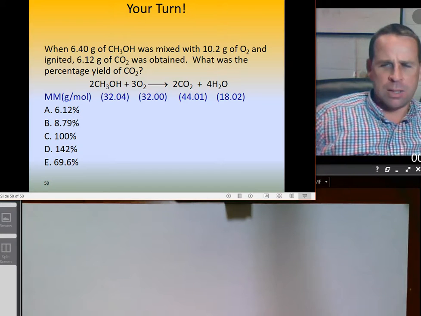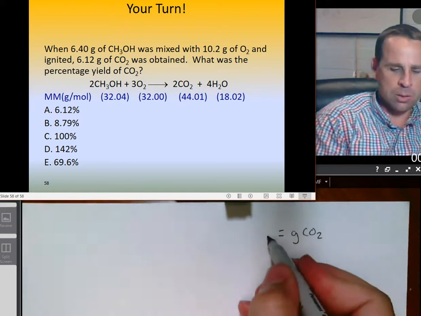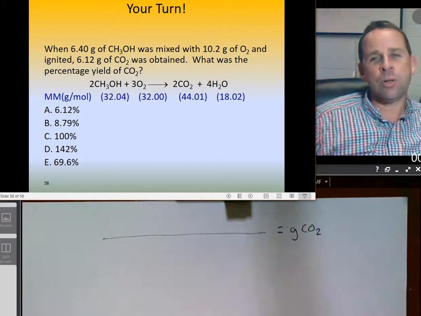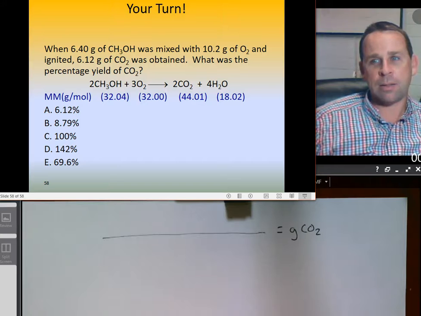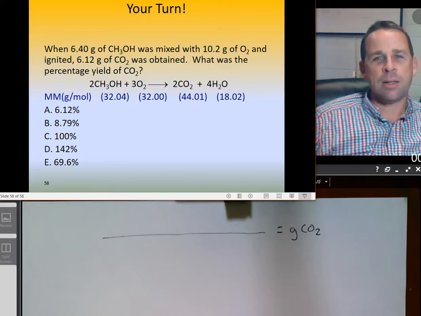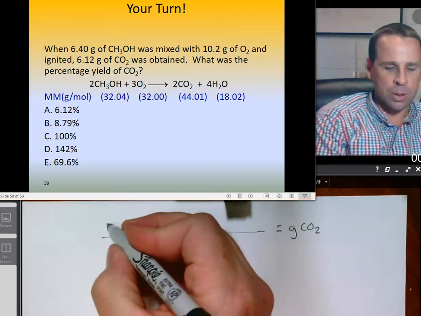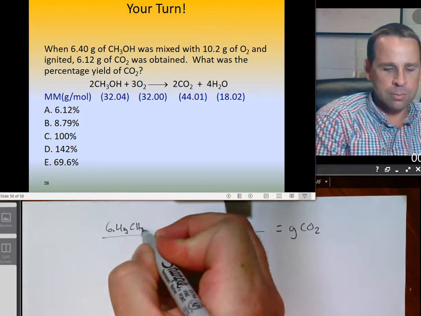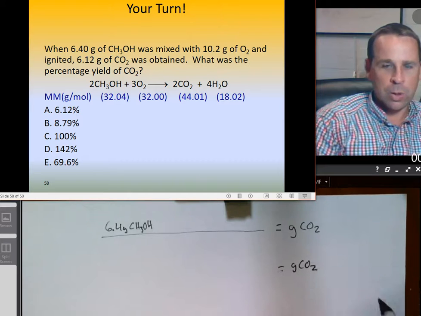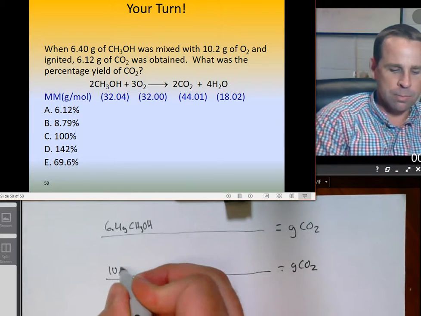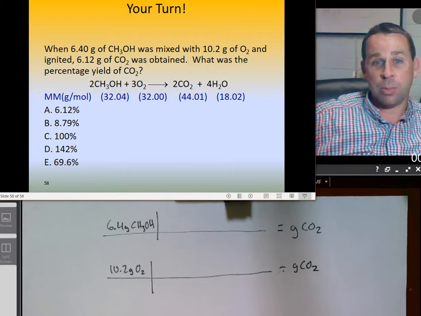Okay? So how do I know how many grams of carbon dioxide I was supposed to get? Well, if you're remembering from last class, they've given me an amount for both reactants. So that means I'm going to need to identify how many grams of carbon dioxide I would get with 6.4 grams of methanol, and also I'm going to have to do this again with my 10.2 grams of oxygen. Or in other words, they've given me a limiting reagent problem.